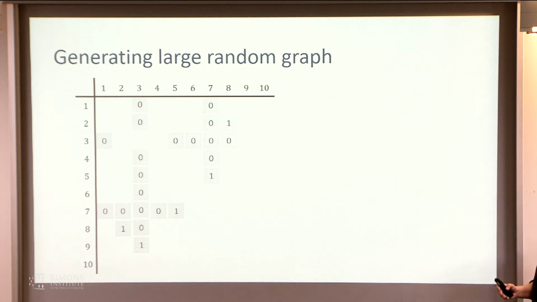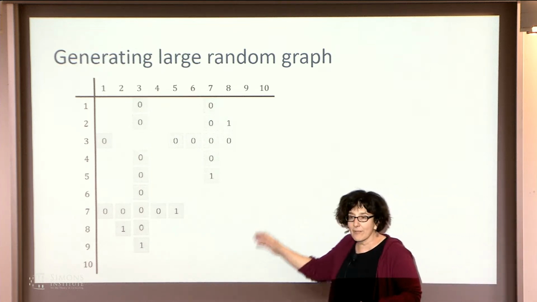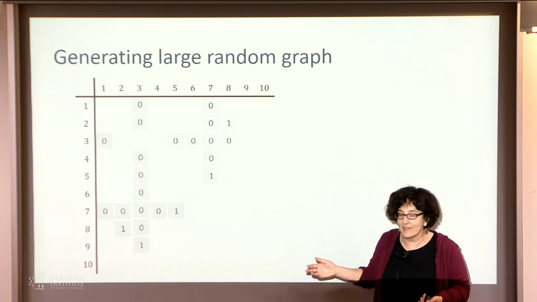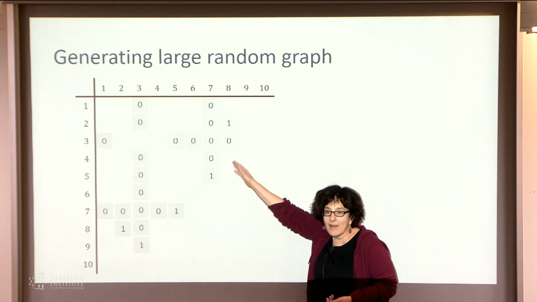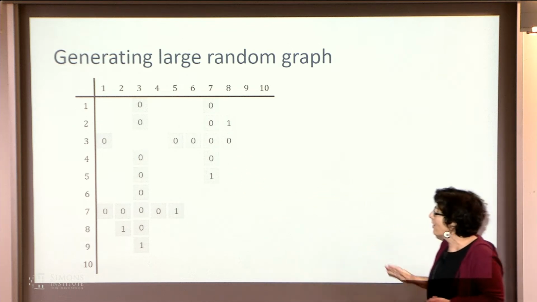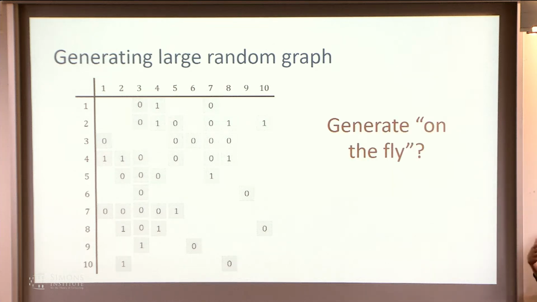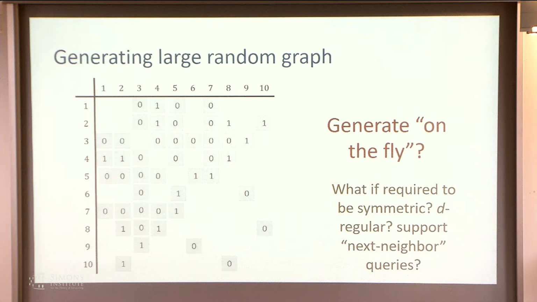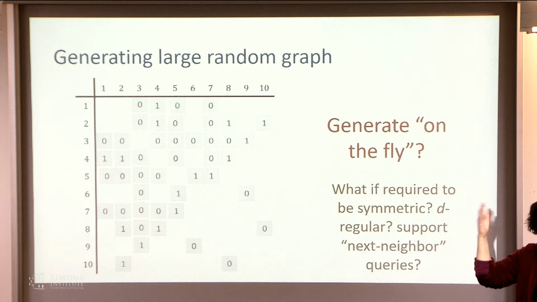What about generating a really large random graph? Maybe I want to test my algorithm on random graphs, and I only need parts of it. So I'll just generate the parts that I want of the adjacency matrix on the fly. Well, this seems great when you're talking about G(n,p) and every entry is independent. But what happens if you have a requirement that it's symmetric? So there's a dependency. No big deal. When I generate ij, I'll just write down the answer in ji.